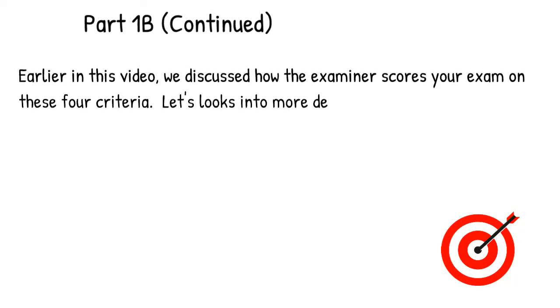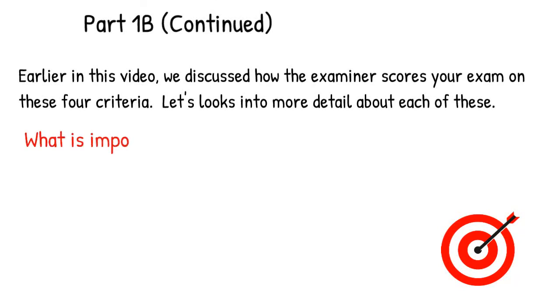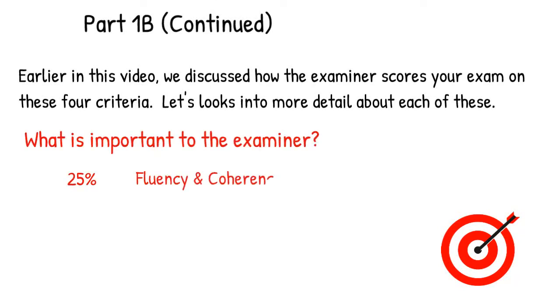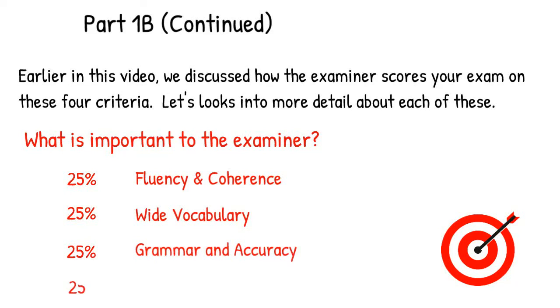Earlier in this video, we discussed how the examiner scores your exam on these 4 criteria. Let's look into more detail about each of these. So as we review, what is important to the examiner? 25% of your score is fluency and coherence, 25% a wide vocabulary, 25% grammar and accuracy, and 25% pronunciation.